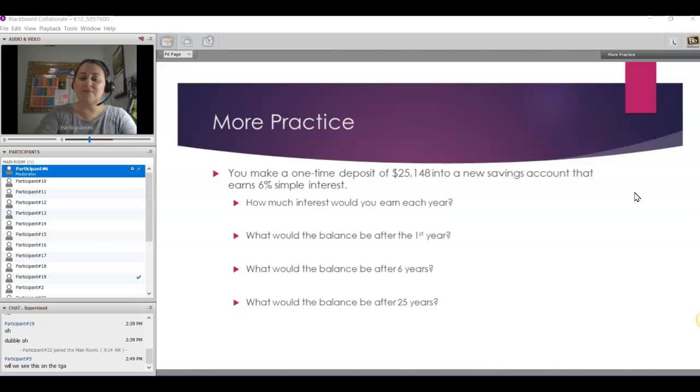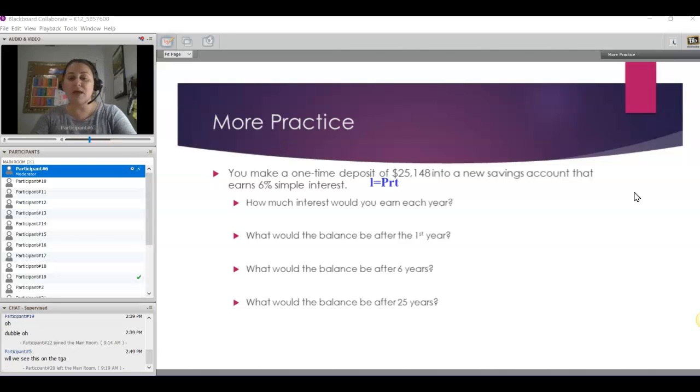Again, I always like to put my formula at the very top, so it's always reminded in my head where it's at. So with that being said, I'm going to say I equals, and I'm going to put my principal of 25,148 times my interest rate at 0.06, again taking it out of the percentage and putting it into a decimal, and then we're doing this for 1 year because we just want to find out for the 1 year. So I'm going to do 25,148 times 0.06 times 1, which would be $1,508.88.